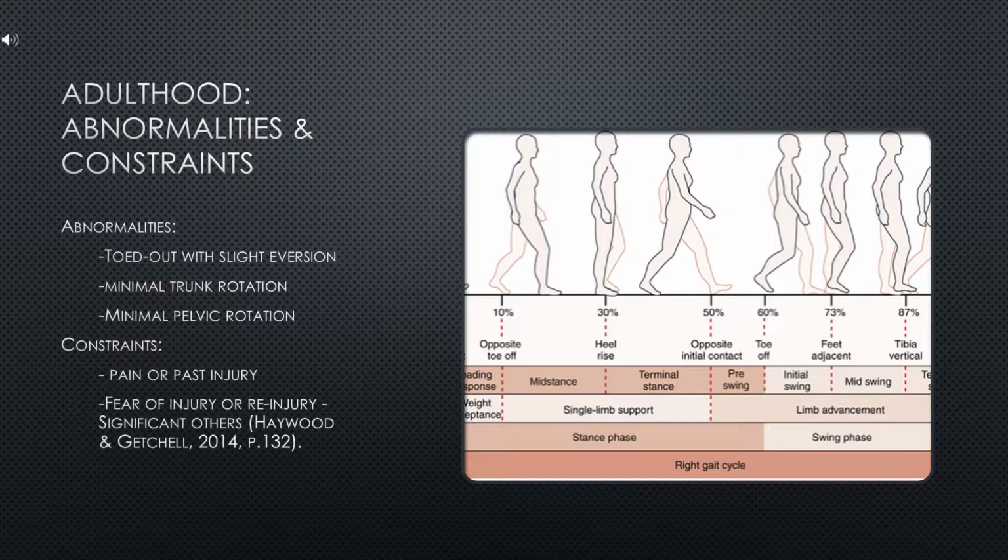And then also a perceptual constraint would be just the fear of injury or re-injury if he has been injured before. That fear is also going to make people walk differently. Not that they're always consciously thinking about it, but they could subconsciously be moving their body in a way that they feel avoids injury.